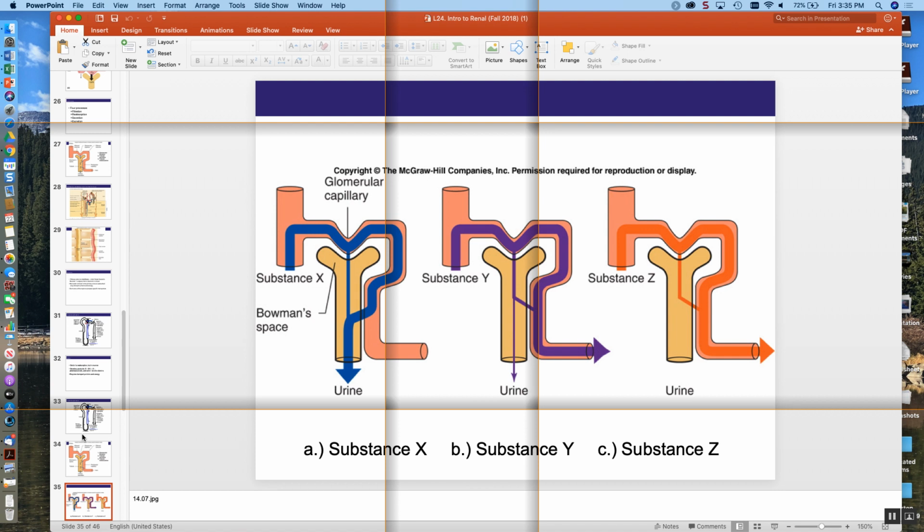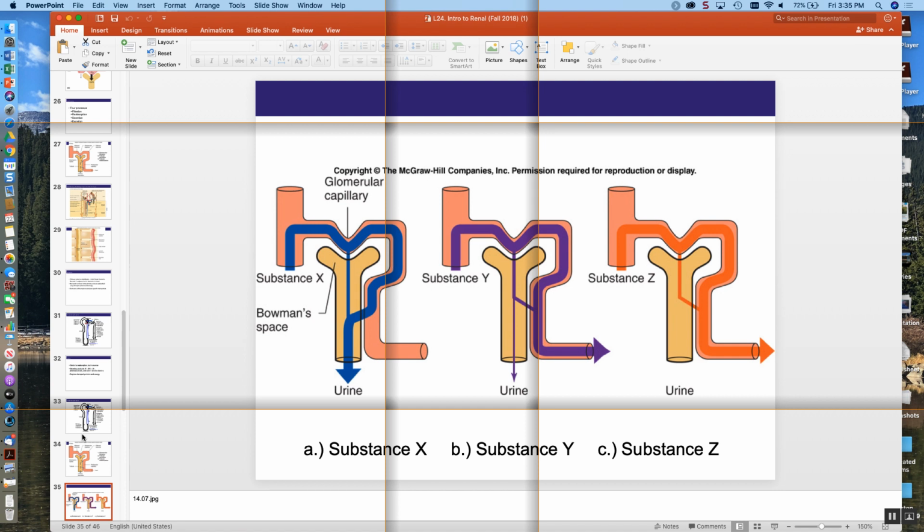All right, so taking a little different twist here, let's just say this is filtered and then not secreted or reabsorbed. So pretend whatever's filtered just ends up in the urine, not reabsorbed. This is a good example of creatinine, right? Creatinine is freely filtered but not reabsorbed or secreted. So whatever's filtered ends up in the urine, right? That's why this is a good marker for glomerular filtration rate.